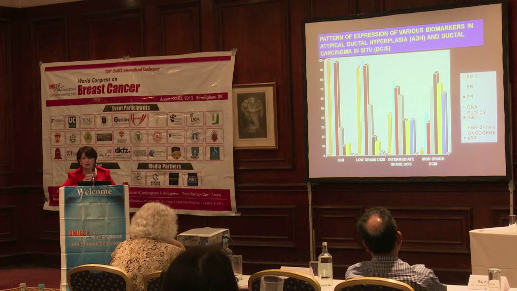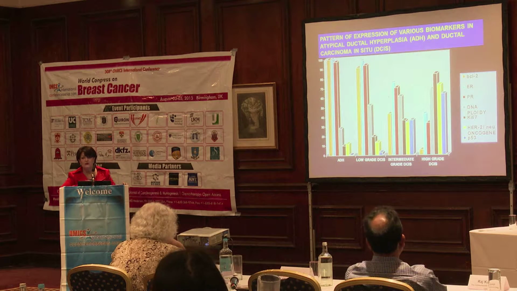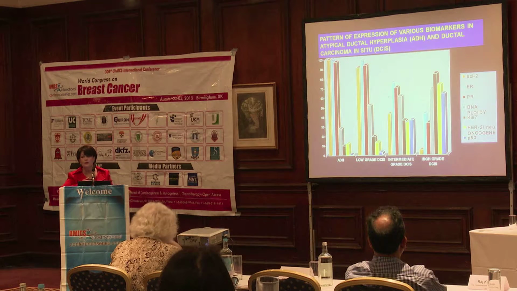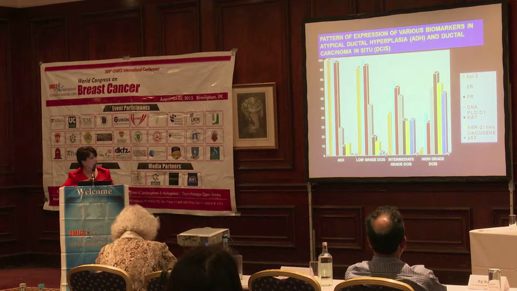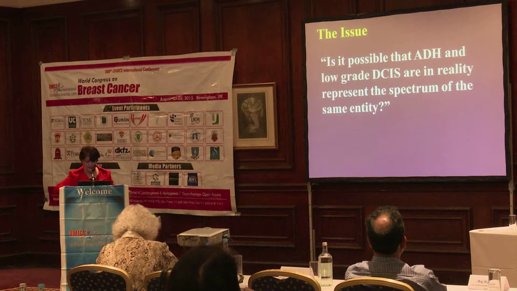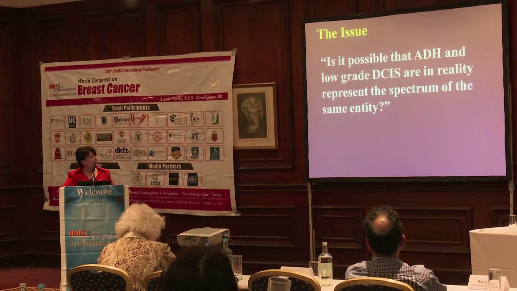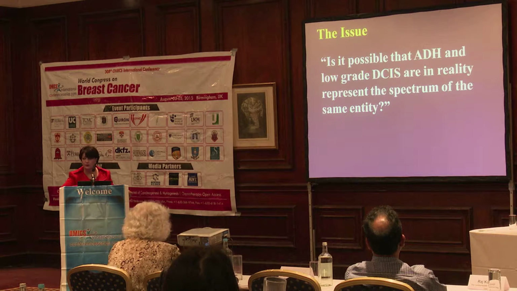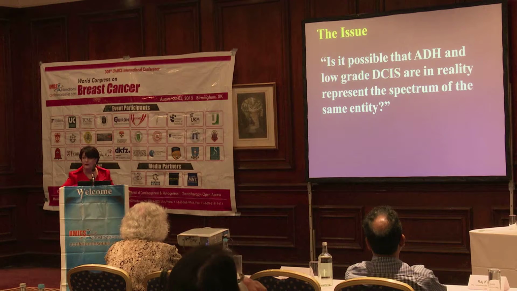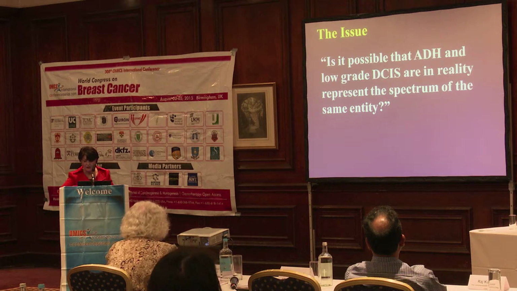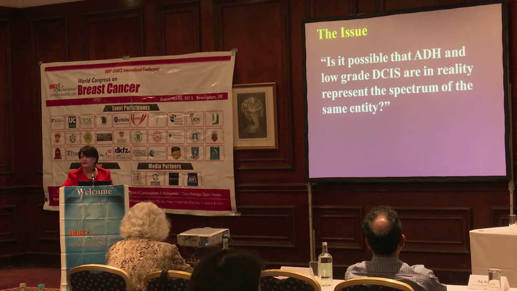So looking at biological features seen in ductal carcinoma in situ versus atypical ductal hyperplasia, that again cannot really help us. So that has led to the question that has been in the minds of a lot of people, and that is: is it possible that atypical ductal hyperplasia and low-grade ductal carcinoma in situ are in reality representations of a spectrum of the same entity?